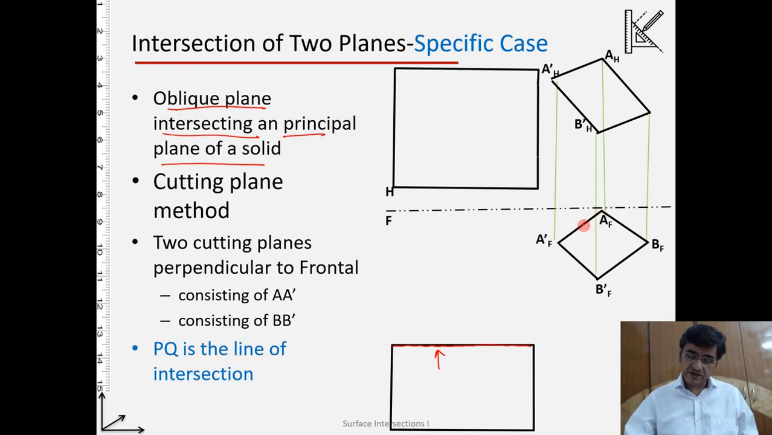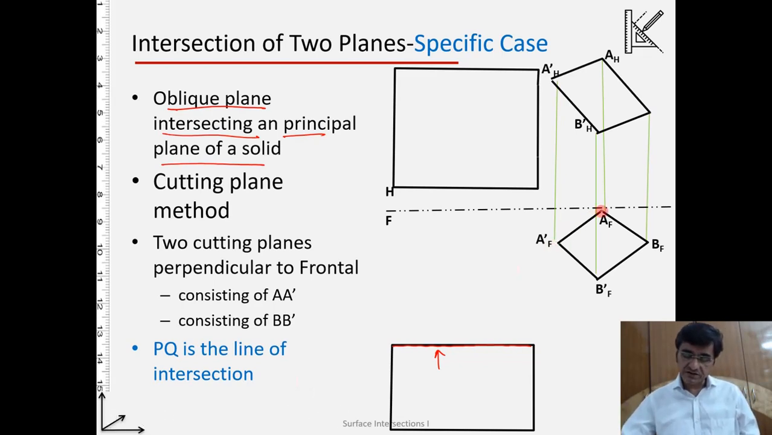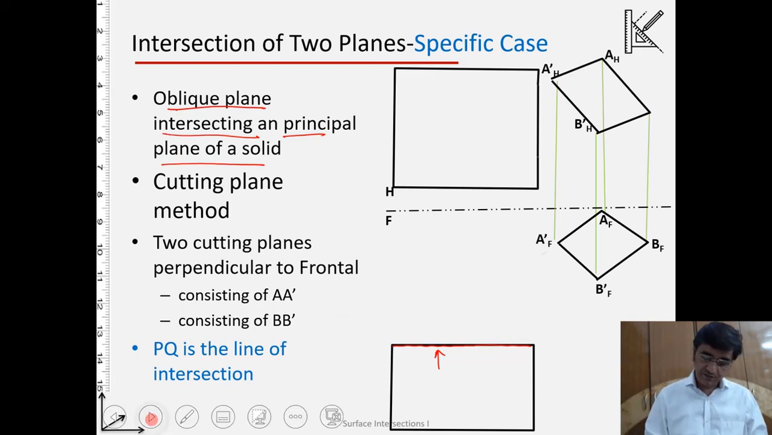And if I extend it from here, it will intersect. So what I have to do is identify the points of intersection here in the top view or in the horizontal projection or on the top face of the given solid. So the method is same. Again, a cutting plane consisting of A and A dash, another cutting plane consisting of B and B dash, and both these cutting planes are perpendicular to the frontal. So let us do that.